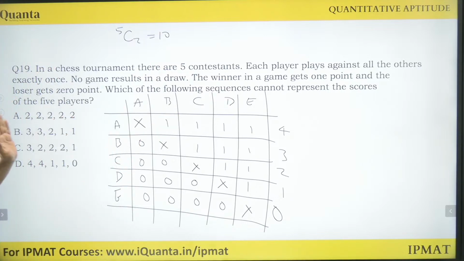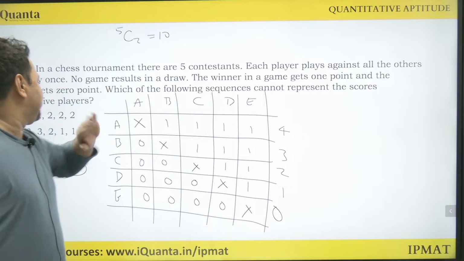So we get to know that the maximum a person can get is 4 points, but nobody else will be getting 4 points. 4 will be distinct. Only one person can get 4, only one person can win 4 games, 2 people cannot win 4 games. So automatically option D is not satisfied. We'll go with option D.